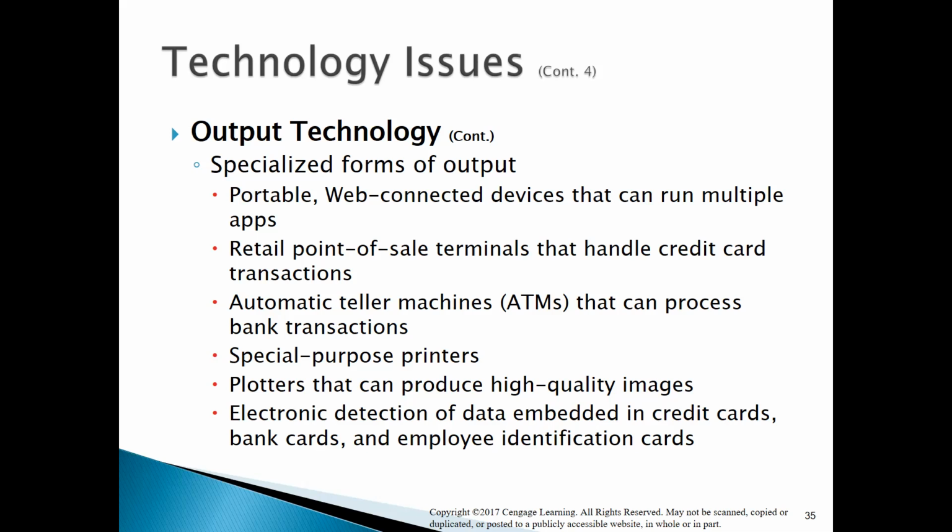Generally graphics which are used in architectural designs and engineering purposes. So those are machines which print those architectural designs. They don't use it anymore because nowadays we have way more specialized digital architectural printing machines. And then you have electronic detection of data embedded in credit cards, bank cards, and employee identification cards.